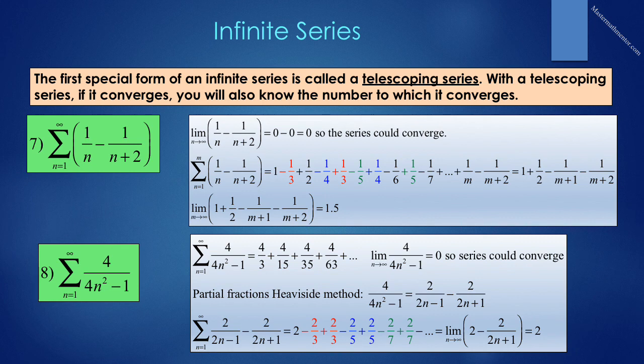But we now use our partial fractions Heaviside method and realize that 4 over 4n squared minus 1 can be written as 2 over 2n minus 1 minus 2 over 2n plus 1. And therefore, we can now look at the summation n equals 1 to infinity of 2 over 2n minus 1 minus 2 over 2n plus 1. This gives 2 minus 2/3 plus 2/3 minus 2/5 plus 2/5 minus 2/7 dot dot dot. And it should be apparent that all the terms will cancel except the first and last term, and therefore we have the limit as n approaches infinity of 2 minus 2 over 2n plus 1, and therefore that is equal to 2. So the sum of these fractions is exactly 2.